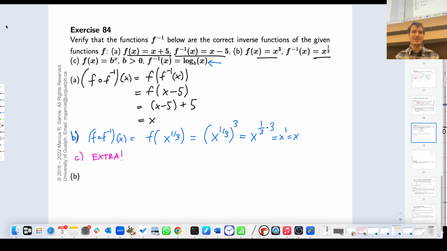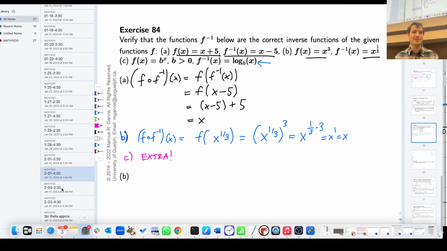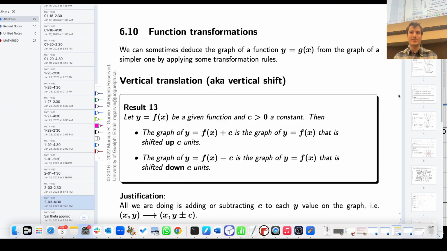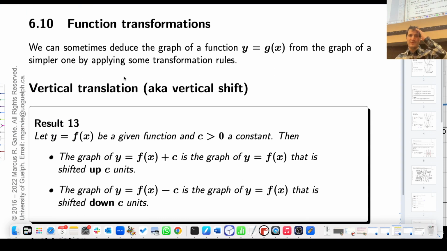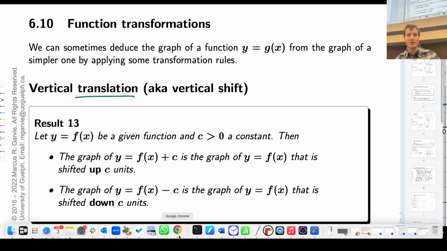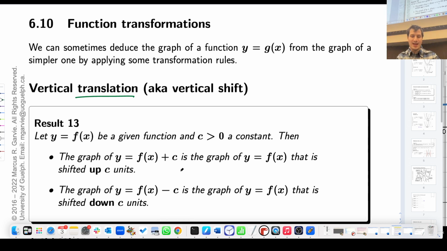Okay, so the next section is 4.10, which is about function transformations, transforming functions. And so if you have a function that you know very well, maybe you have a nice picture of its graph, how can you tweak that picture to make it do something else? And the first thing you can do is vertical translations. Let me show you what vertical translations look like as a picture and as algebra.